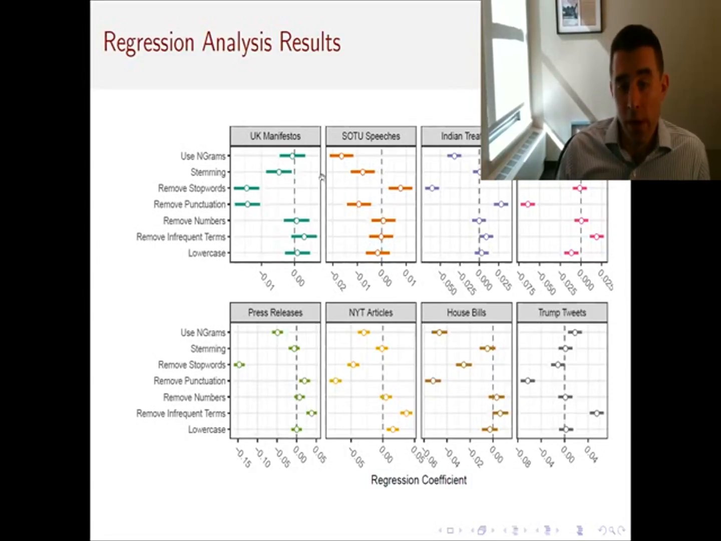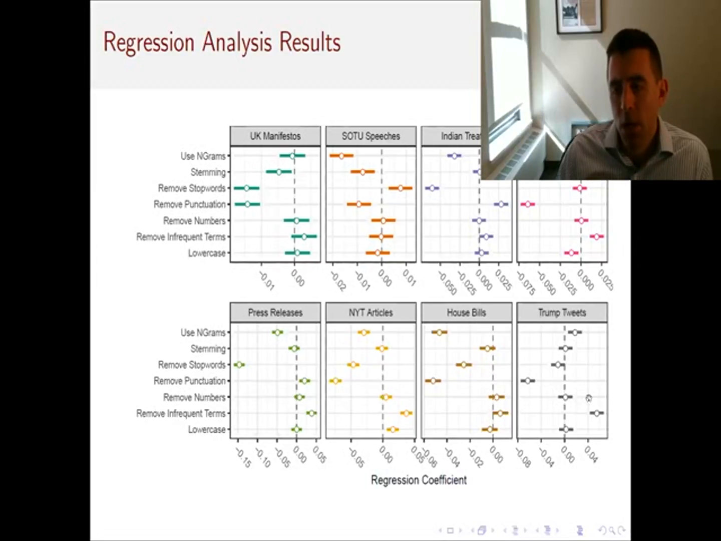So we've got some UK manifestos, State of the Union speeches, some Indian treaties. This is from some work I did a few years ago, some death row statements. These are quite depressing, short statements of people who are about to be put to death in Texas. They were available on the state government website. What you'll notice is that there are a load of things here which don't make much difference. For example, whether you remove numbers or not doesn't make much of a difference, which makes sense because typically these folks don't really mention numbers at all. We also have a bunch of press releases, some New York Times articles, House bills, and everybody's favorite, some Trump tweets.